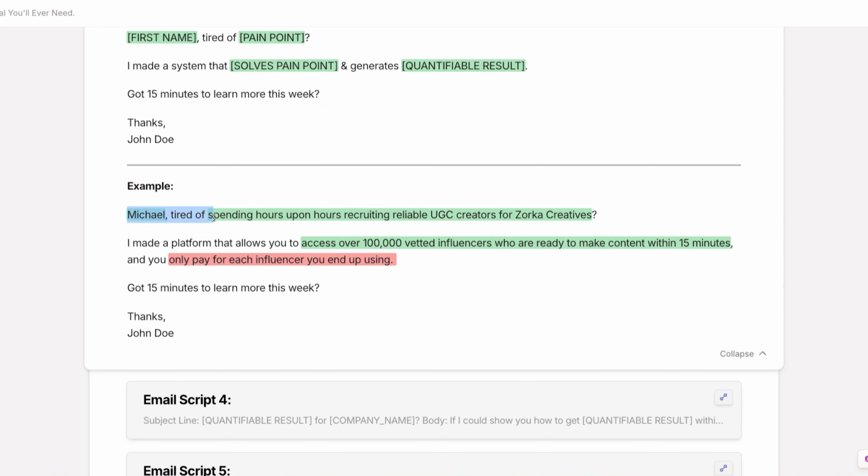So: Michael, tired of spending hours upon hours recruiting reliable UGC creators for Zorka Creatives? I made a platform that allows you to access over 100,000 vetted influencers who are ready to make content within 15 minutes and you only pay for each influencer you end up using. Got 15 minutes to learn more about it this week? So you notice in the red here, I added something new that I didn't mention before.